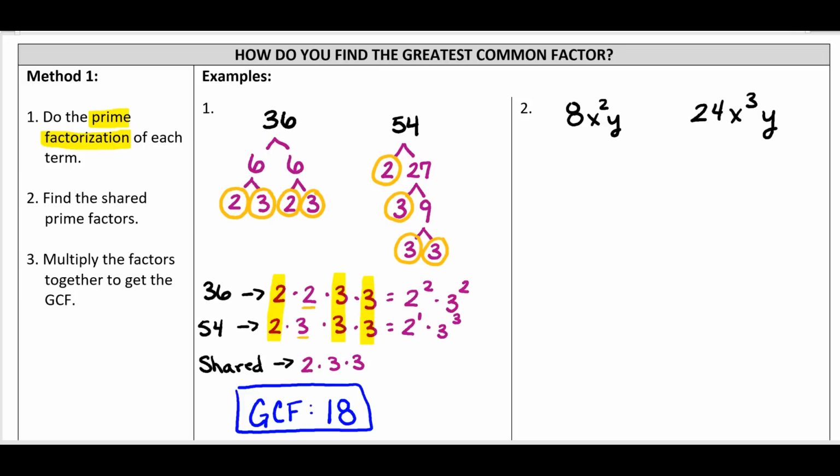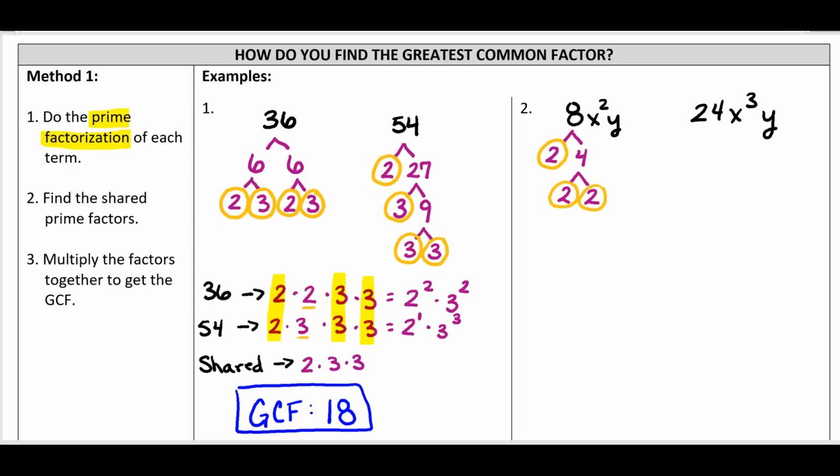The first thing we want to do is look at the numbers. We're going to completely disregard the variables for the moment, and we're going to prime factor the number 8. 8 factors out into 2 times 4. 2 is prime. 4 is not. So 4 factors down into 2 times 2, because 2 times 2 is 4. So we now have our prime factors of 8.